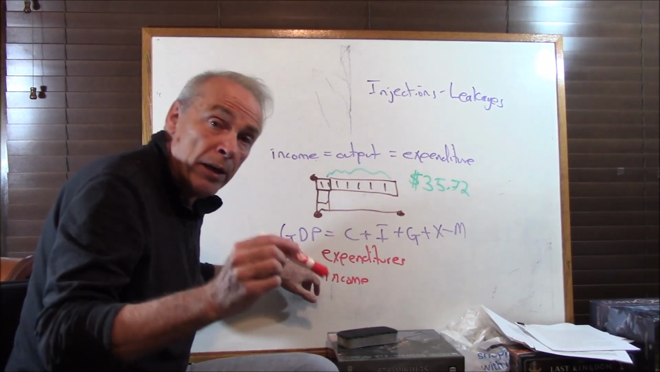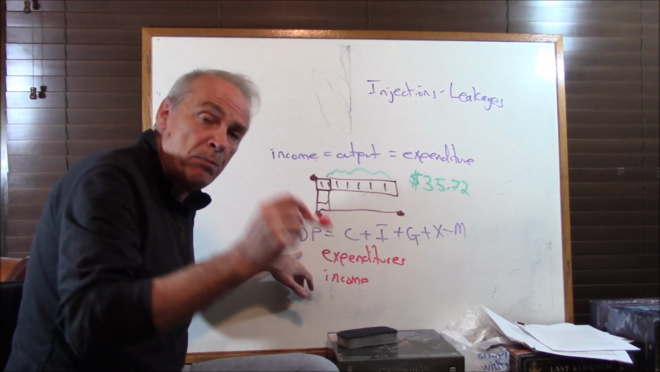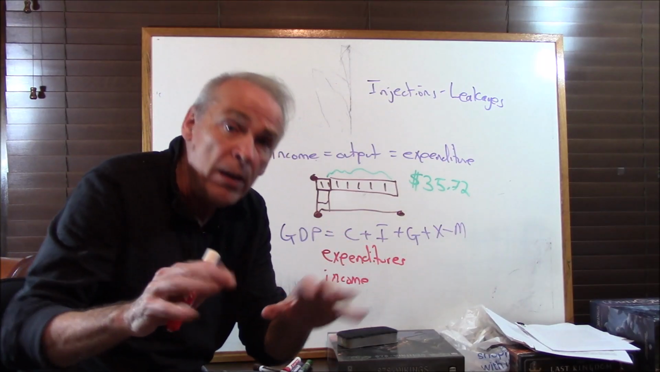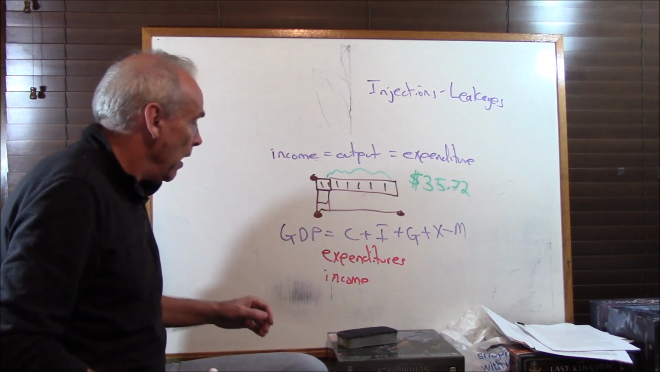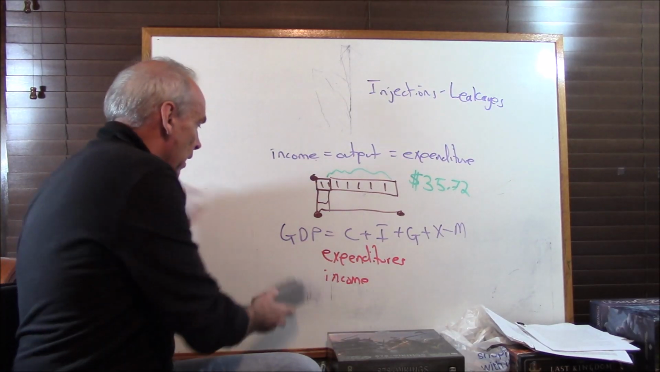So GDP is total income in the United States. It is total output. It is total expenditure, all at the same time. That is not true at the micro level. It is true at the macro level, and for these reasons. All right, there's some GDP stuff.